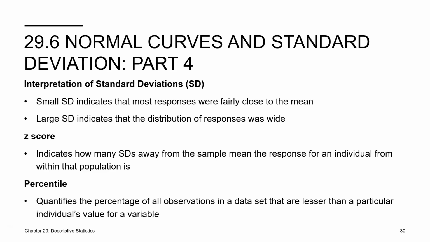There was more variability. A z-score is calculated to determine how many standard deviations away from the sample mean the response for an individual from within that population is. And a percentile can also be calculated, which quantifies the percentage of all observations in a data set that are lesser than a particular individual's value for a variable.